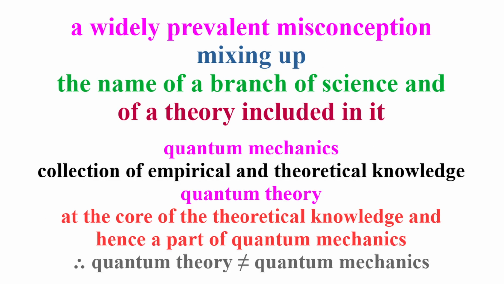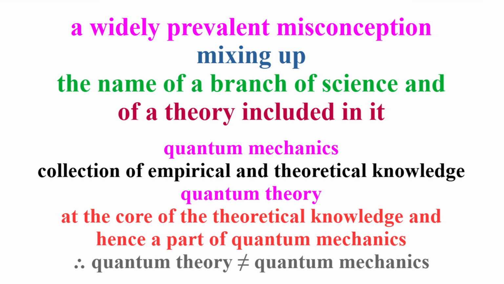Another widely prevalent misconception has to do with mixing up the name of a theory with the name of the branch of science which includes that theory. One very common example is the confusion between quantum mechanics and quantum theory. When the context demands the use of the term quantum theory, the term quantum mechanics is often used. The latter refers to a large collection of both empirical knowledge and theoretical knowledge.